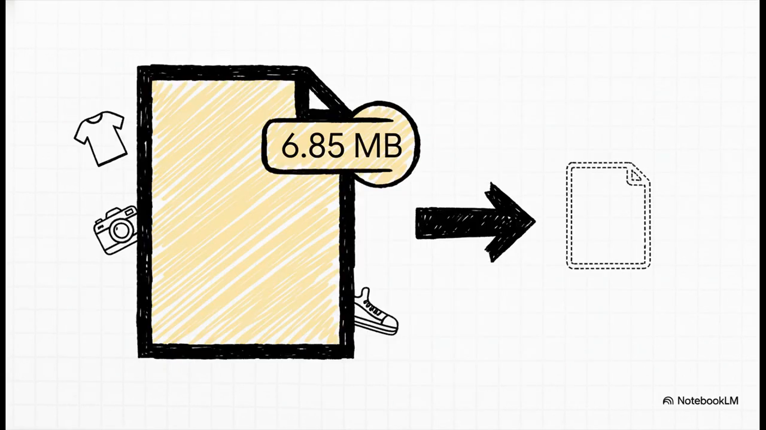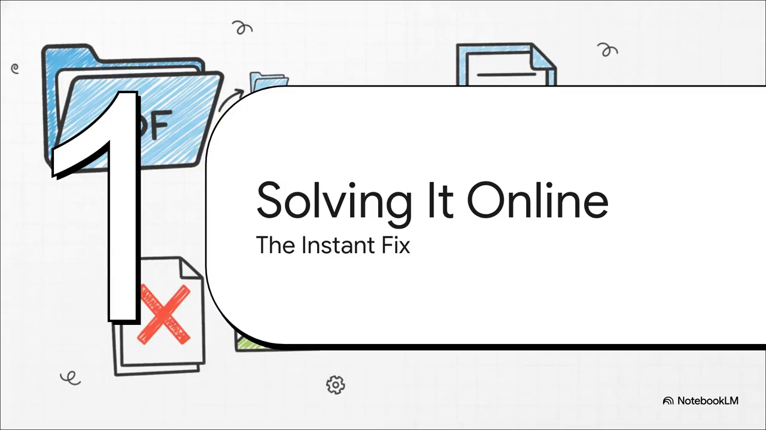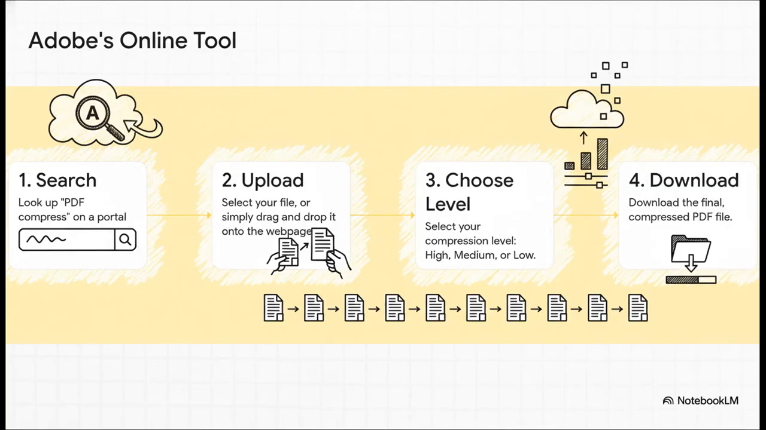Okay, to make this really hit home, we're going to use a real-world example. I've got this product catalog here, and it's clocking in at 6.85 megabytes. Our mission? Let's see just how tiny we can make this thing. So, how do we actually do it? Let's kick things off with method number 1. This is the one I call the instant fix because it's all about solving it online right now. We're going to use Adobe's very own free online tool.